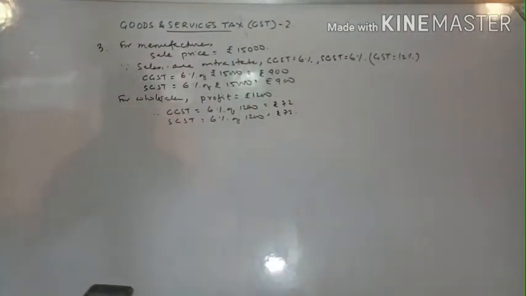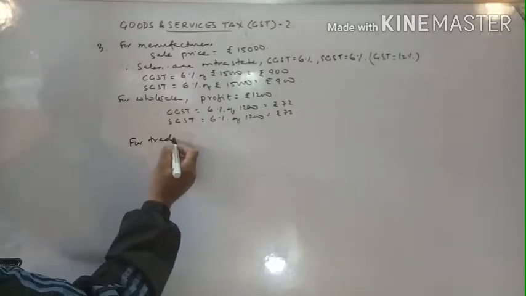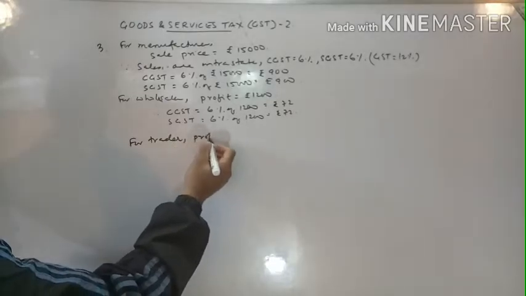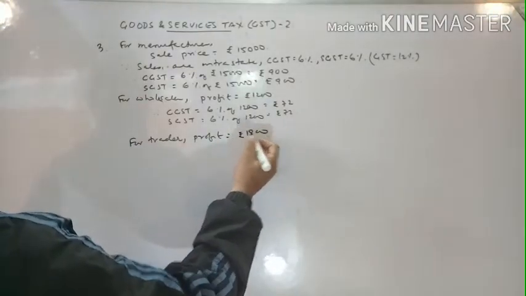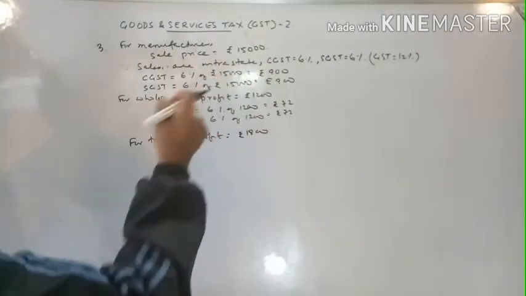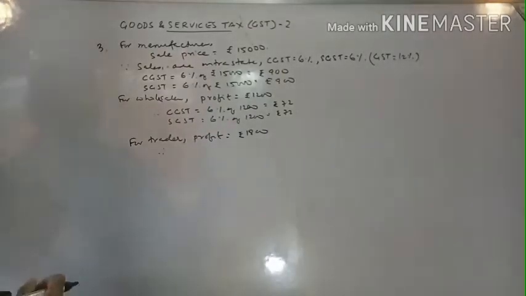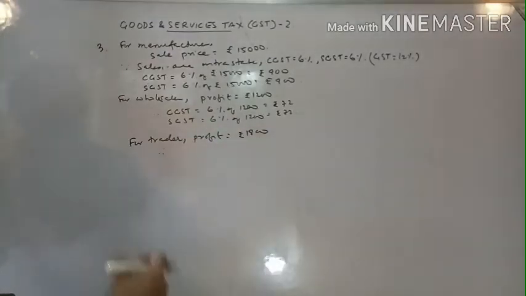Now next, the question says the manufacturer sells to the wholesaler, the wholesaler sells it to the trader at a profit of 1200, and the trader sells it to the consumer at a profit of 1800. So for the trader, he makes a profit of 1800 rupees. So therefore you will pay tax on this one, because he has already paid tax on 15,000 and the profit added by the wholesaler. So 15,972 is already paid. Now whatever value he has added, on that you will collect the tax.